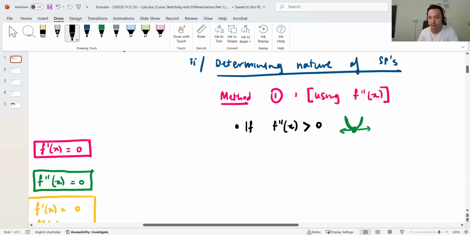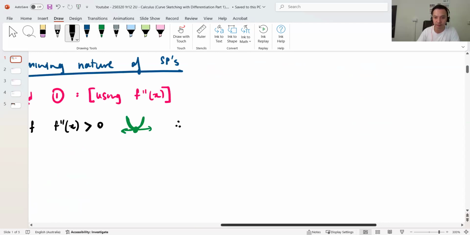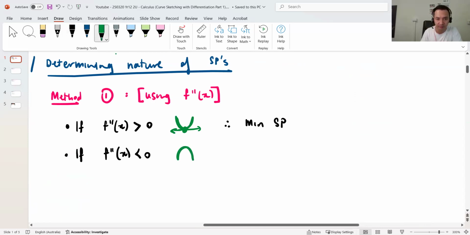So therefore, minimum stationary point if the second derivative is greater than 0. Conversely, if the second derivative is less than 0, that's telling me it's concave down, a sad face, which has a maximum stationary point or maximum turning point at the top. Therefore, that's a maximum stationary point.